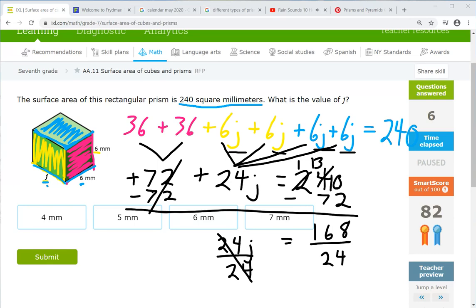And let's see. Would 7 do it? I think 7, right? So 168 divided by 24 should be 7, right? Because 24 times 7 is 168. Yeah. So J, this side over here, must be 7 millimeters. Okay? So let's just click that.